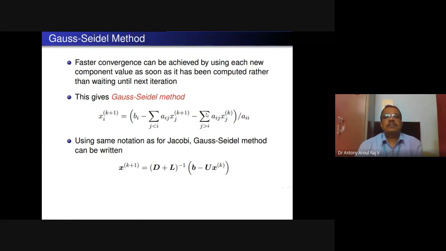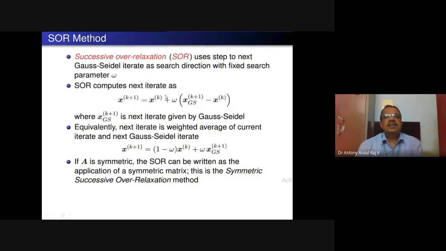The Gauss-Seidel method with a relaxation factor, the successive over relaxation factor, will be used. I already told you about the successive over relaxation factor, or under relaxation factor, and it will be like this.